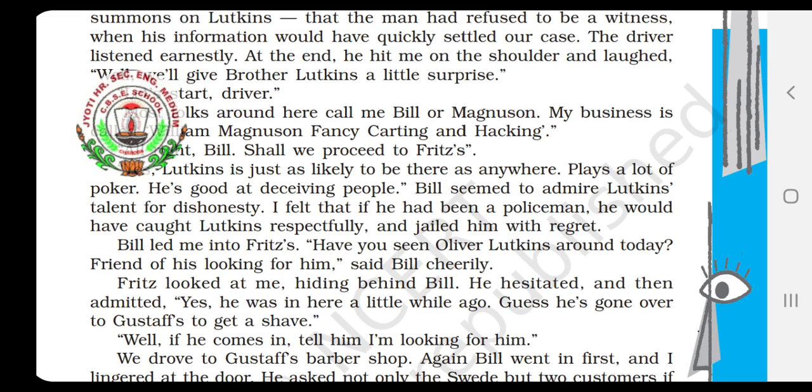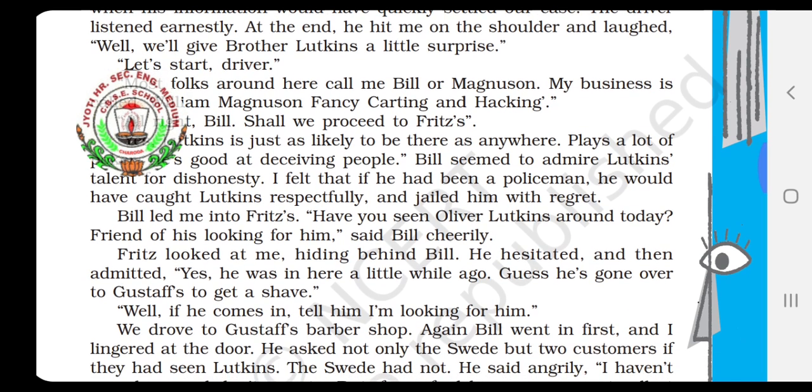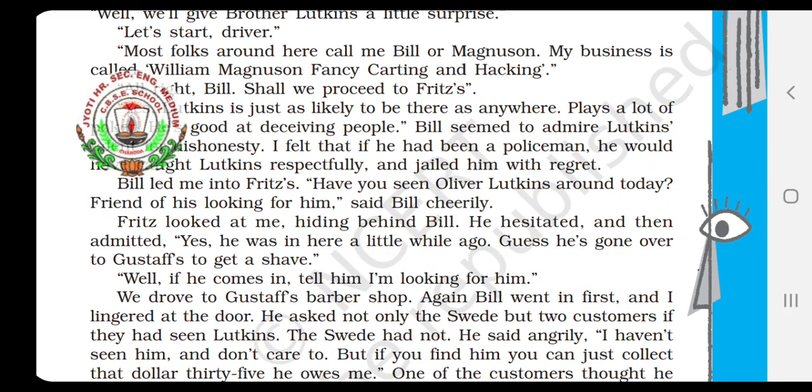Now Fritz, to whose shop they went, looked at the narrator who was hiding behind Bill. Bill was the hack driver. So Fritz hesitated, and then admitted that yes, he was here a little while ago, in this shop only, but now he is not here. I think he has gone over to Gustav's to get a shave. Gustav's shop means maybe the barber's. So he had gone to that shop to get a shave.